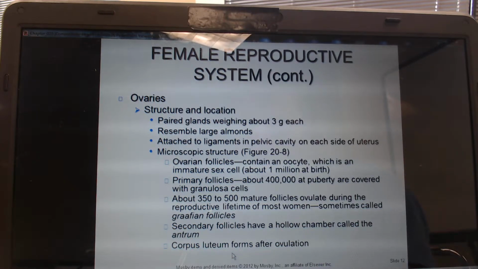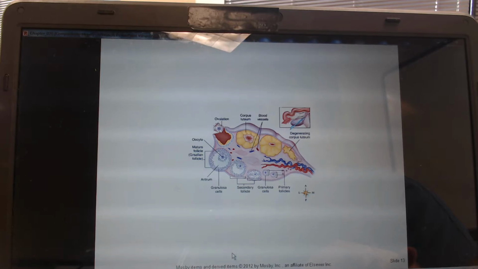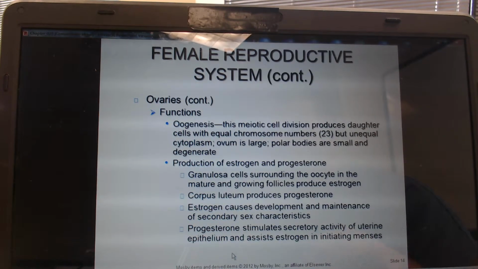Secondary follicles have a hollow chamber called the antrum, and the corpus luteum is going to form after ovulation. The ovaries, we've already talked about, are going to form the ovum, and that process is called oogenesis. It's the mitotic division. It produces a number of daughter cells with equal chromosome numbers, 23, but unequal cytoplasm.